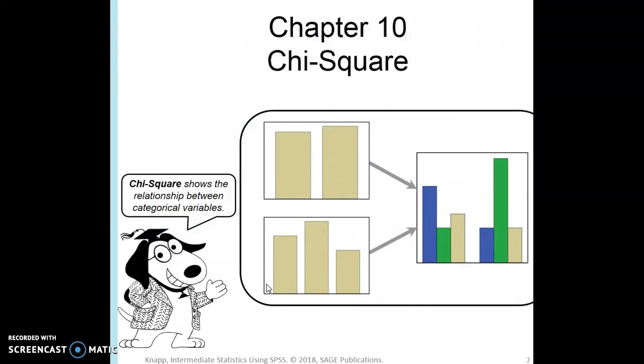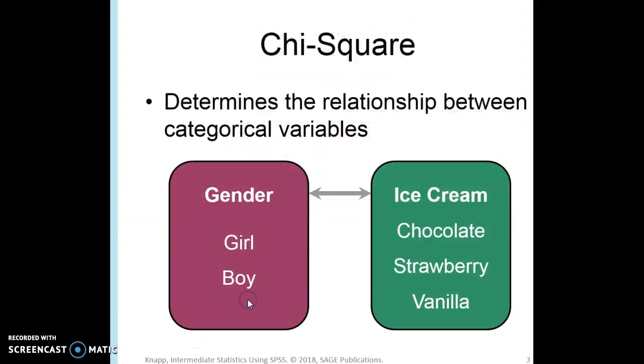So let's start talking about the chi-square. The chi-square shows the relationship between categorical variables. Up until now, we've been using other kinds of variables, continuous variables, to do our calculations. So we're going to talk about what categorical variables are and how they're used here.